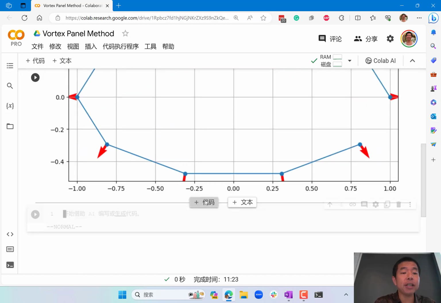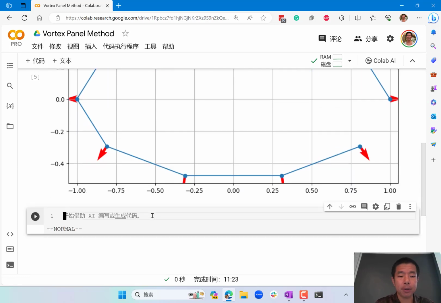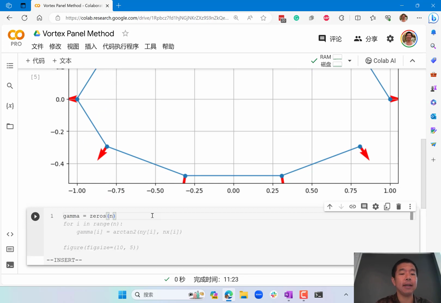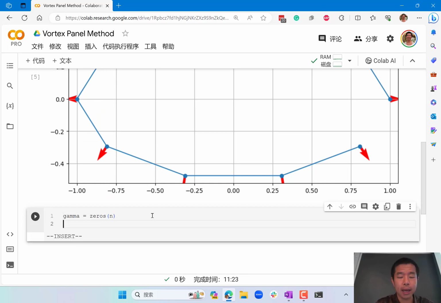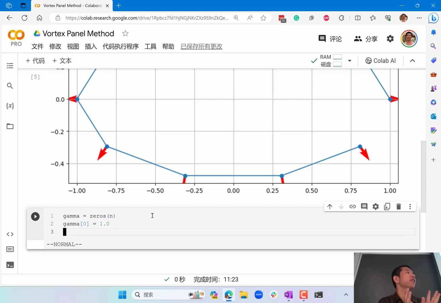Okay, so now let's start by looking at what is the induced flow of one of these vortices. So I'm going to say gamma is equal to zeros n. So that's the length, that's the vortices. And I'm just going to say gamma 0 is equal to 1. So I'm setting only one of the gammas to 1. Okay, so that's the vortex on the trailing edge.